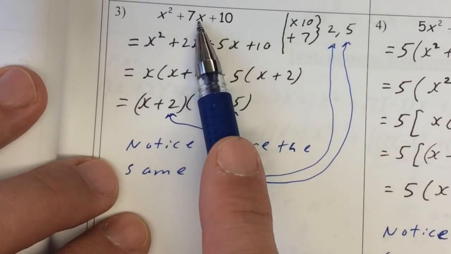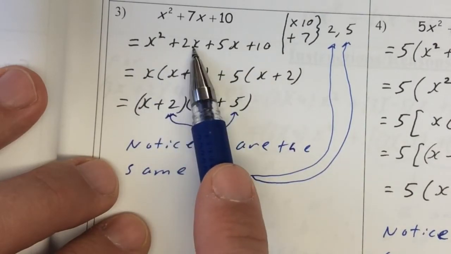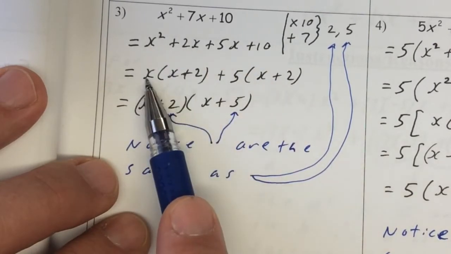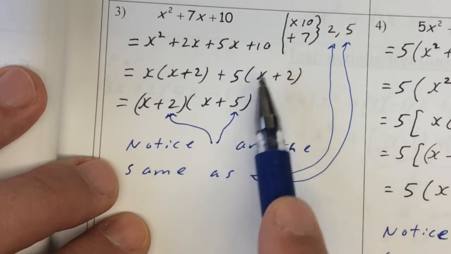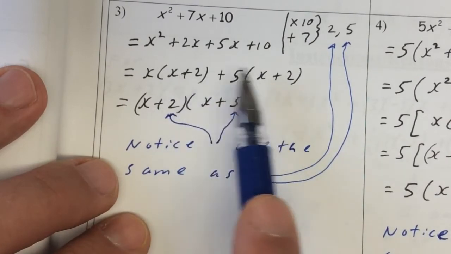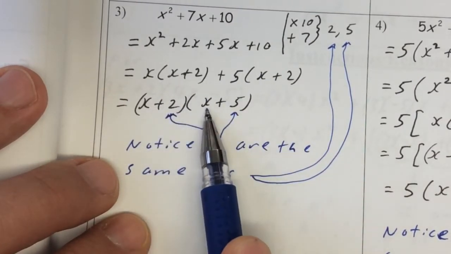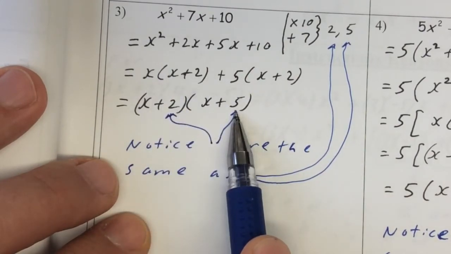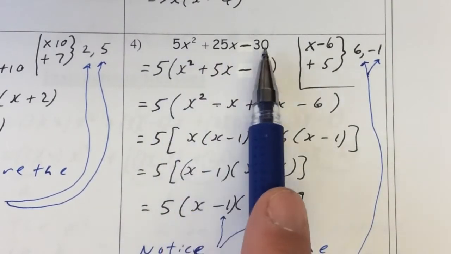So I'm going to break up the 7x into 2x plus 5x. And then I'm going to factor out a common factor, which is x for that one. Common factor for 5x plus 10 is going to be 5. Now x plus 2 is a common factor of these two. So I write it down, and this is what's left over, the x plus 5. Okay. Same thing for something like this.